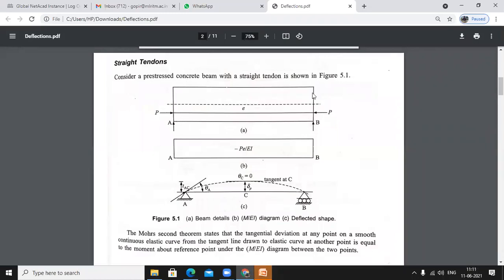Okay, so this is the cross section of the beam. You can see the prestressing force is applied at some eccentricity. It is a simply supported beam. So this is the bending moment diagram. What is the bending moment value? Force into perpendicular distance. So P into e, force into perpendicular distance, is e.